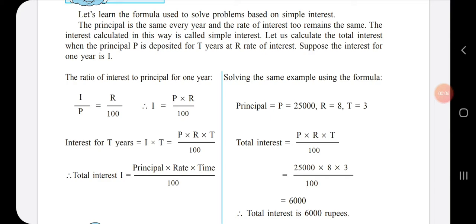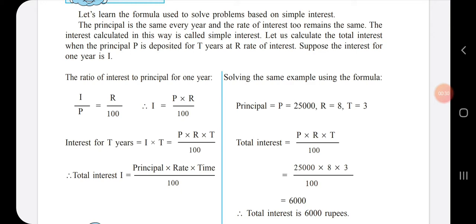In our last session we have seen some problems based on simple interest which we all learned last year. This year we will learn some more ways to find simple interest by formula. Let us learn the formula used to solve problems based on simple interest.